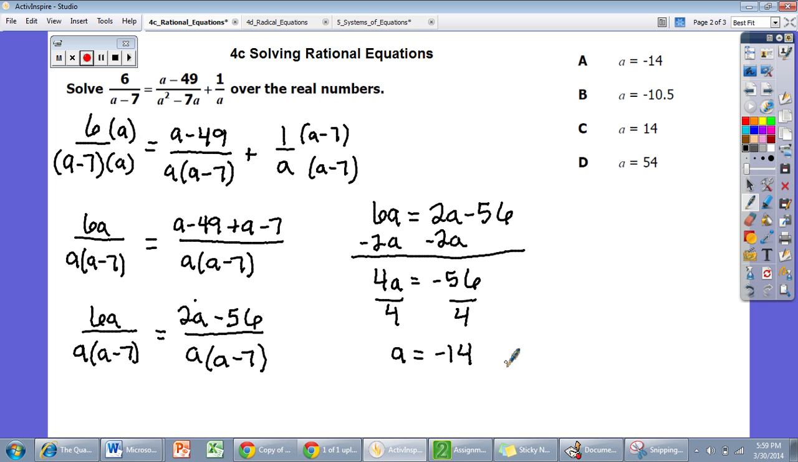Now again, you would want to use your calculator, store this value for a, type your equations in, make sure that it actually worked. But that is the correct answer. I've checked it. So if you have more questions on solving rational equations, please see your math teacher.